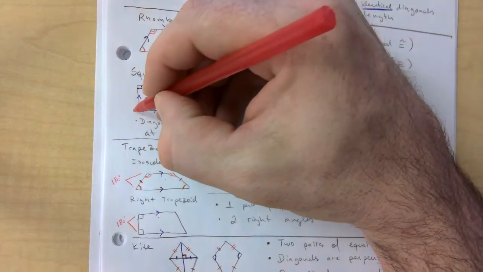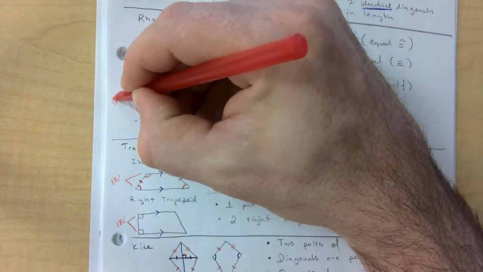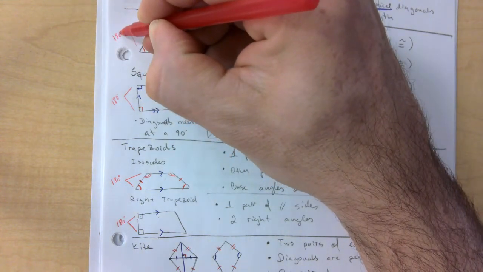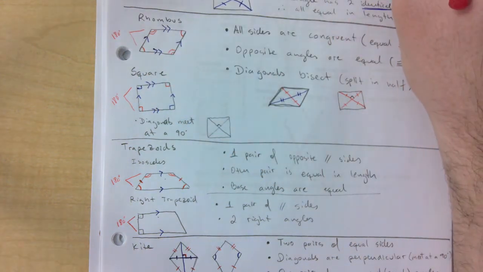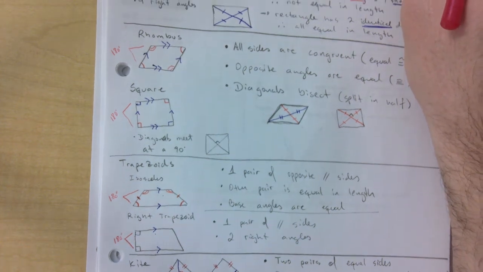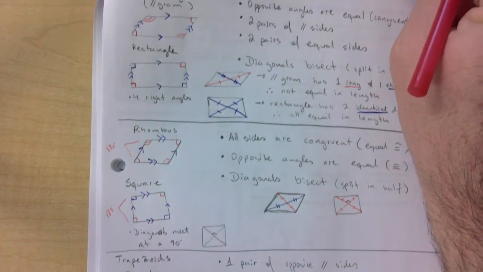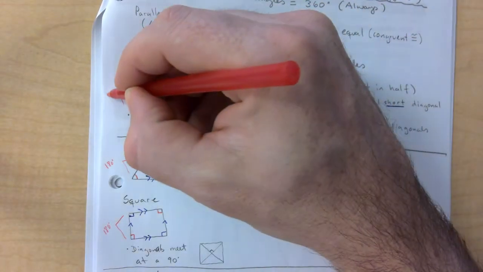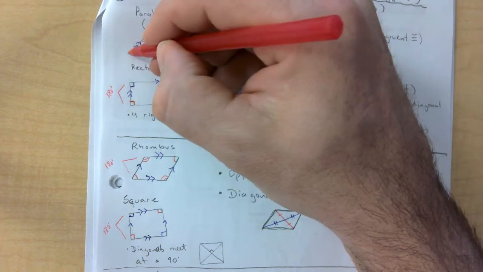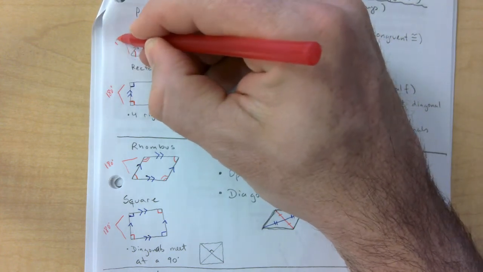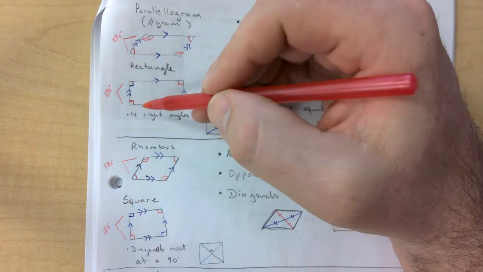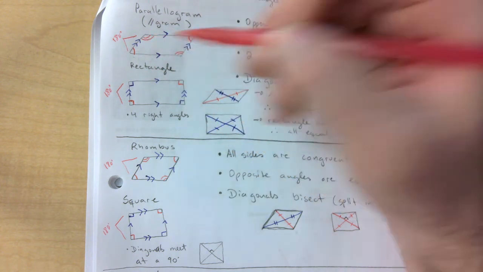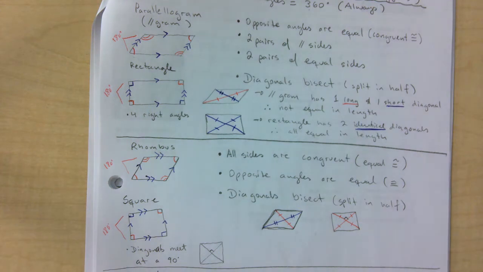Same with the square, same with the rhombus. Let's keep going. Same with the rectangle and the parallelogram. They always add up to 180. That's a cool property because if you know one angle, you can just subtract it from 180 to get the other one. Okay, so make sure you know that.